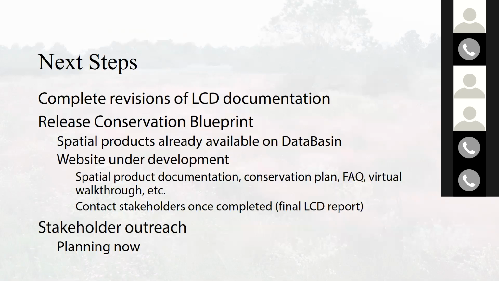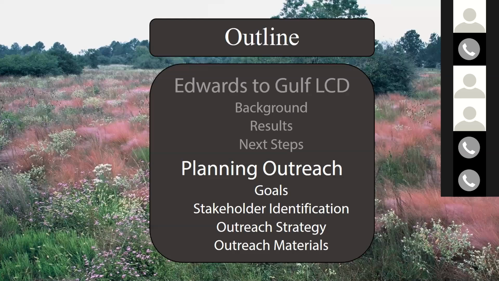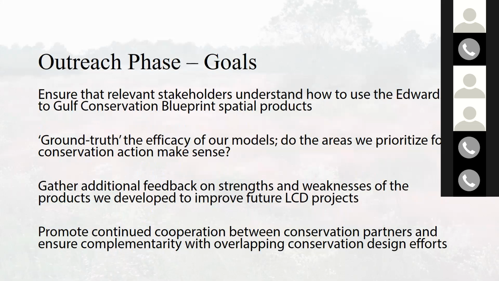And of course, the other big thing coming up next is stakeholder outreach, and we're going to step into planning that. First off, our goals for the outreach phase are to ensure that relevant stakeholders understand how to use the conservation blueprint and spatial products, and to ground truth the efficacy of our models, basically to test if the areas we're prioritizing actually make sense.